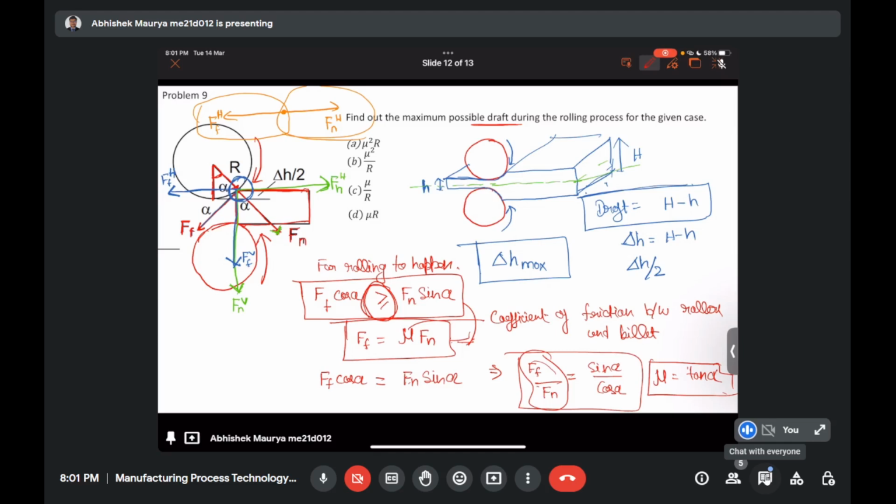So for a rolling process to happen, we have found the relationship between tan alpha and mu: mu is equal to tan alpha. And now what we are looking for is h max. So we need to bring h max somehow into this relationship, mu is equal to tan alpha.